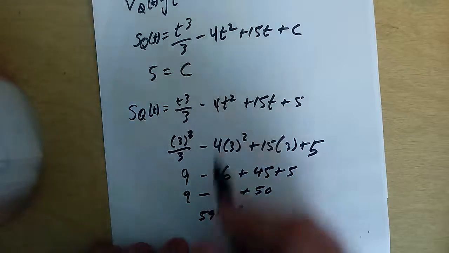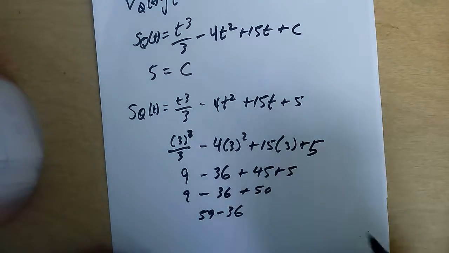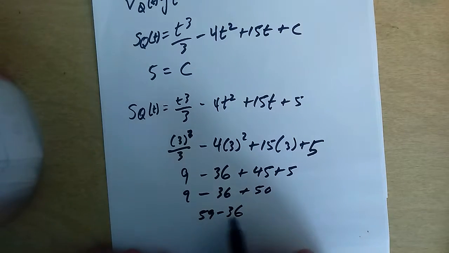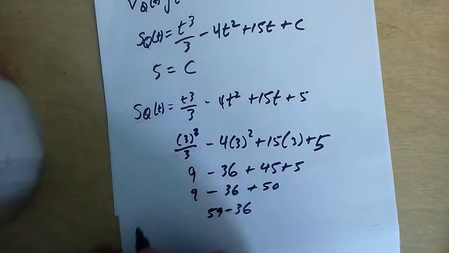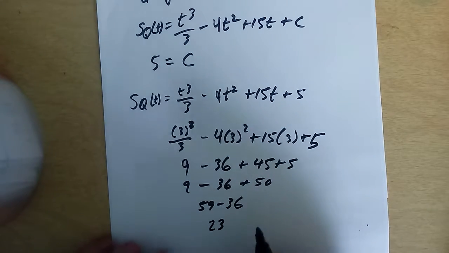Now, I'm doing something I shouldn't be doing right now. I should stop here. But I can't help myself. So 59 minus 36 is 23. So the position is 23.